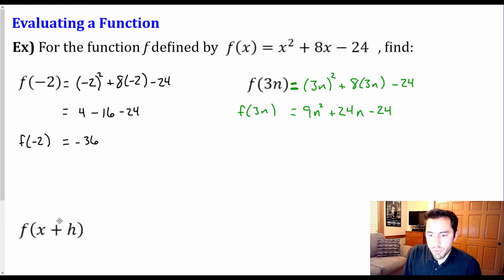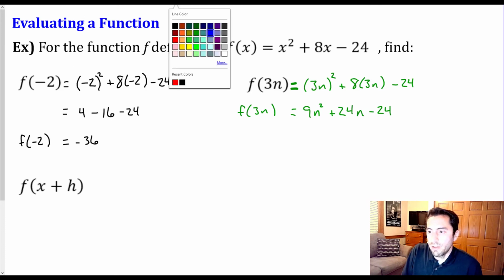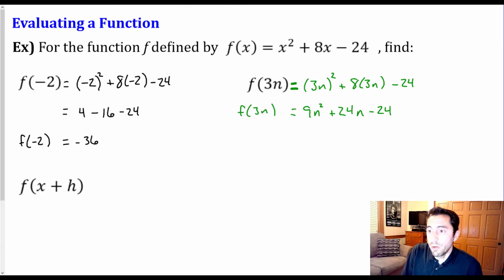Okay, and the last one is another one with a couple more variables, and it is a binomial inside my function. Again, same process. The only thing that's different in this case is we are going to have a little bit of extra algebra to do. So this entire thing is going to get plugged in for x. Inside parentheses, we have x plus h squared. And then instead of x here, we have 8 times x plus h. And we have our minus 24.